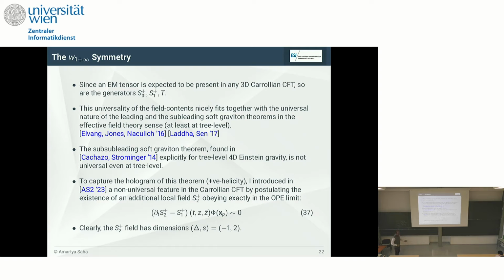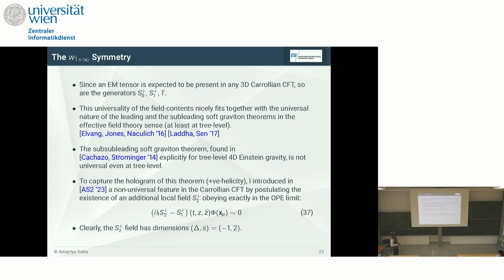Okay, so I am introducing some non-universal feature in our Carrollian CFT. The universal fields in the Carrollian CFT are these three fields: S naught plus, S1 plus, and T. They are built out of the Carrollian stress tensor, and the stress tensor is present in any translation invariant theory. So now I am introducing some non-universal feature by assuming the existence of this S2 plus field that satisfies this relation in the OP limit. Of course, you can see that the S2 plus field has dimension delta equal to -1, and spin equal to 2.